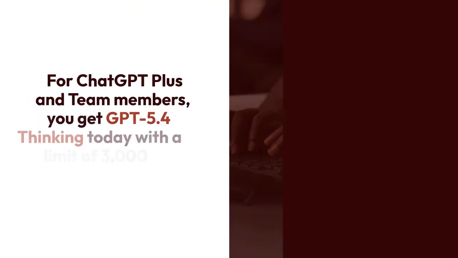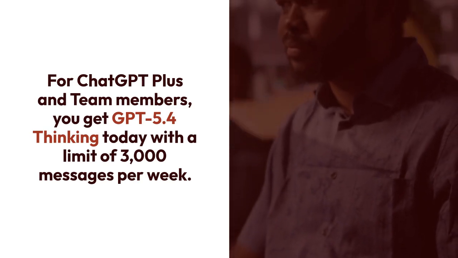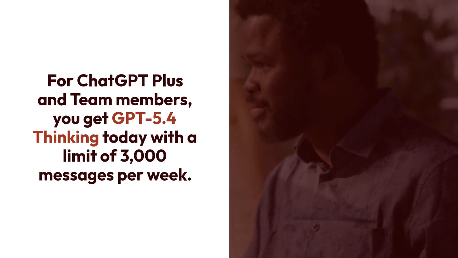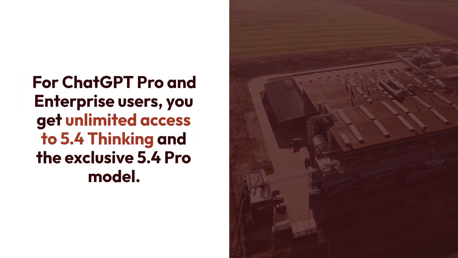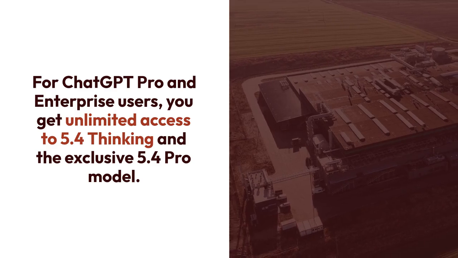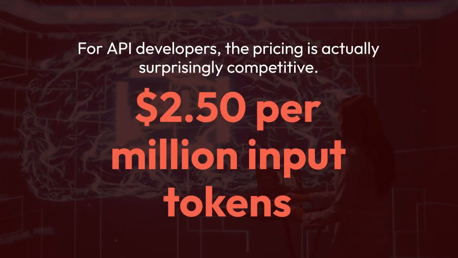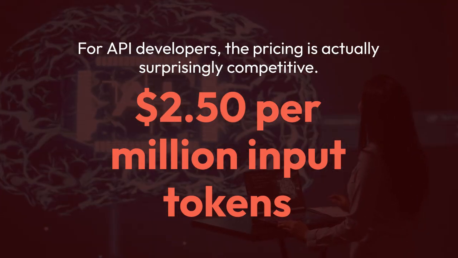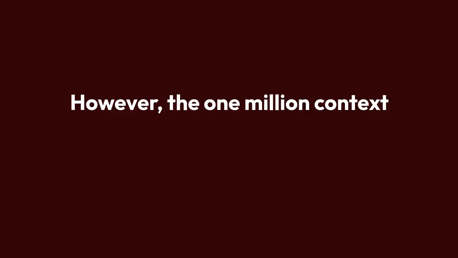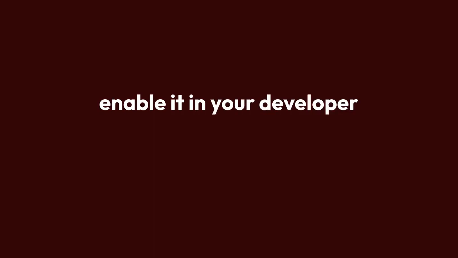For ChatGPT Plus and Team members, you get GPT 5.4 Thinking today, with a limit of 3,000 messages per week. For ChatGPT Pro and Enterprise users, you get unlimited access to 5.4 Thinking and the exclusive 5.4 Pro model. For API developers, the pricing is actually surprisingly competitive. It's $2.50 per million input tokens. However, the 1 million context window is opt-in and experimental, so you'll need to enable it in your developer settings.